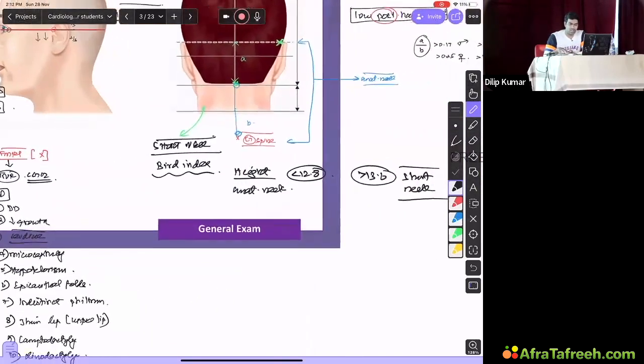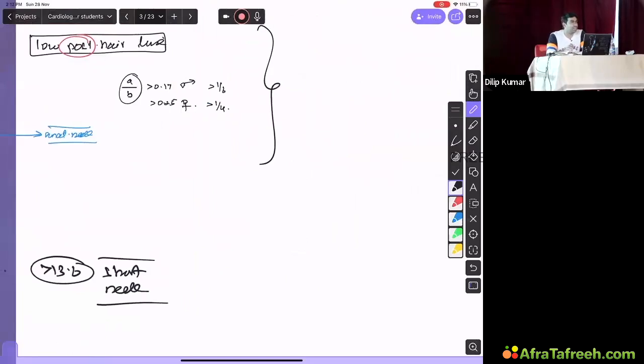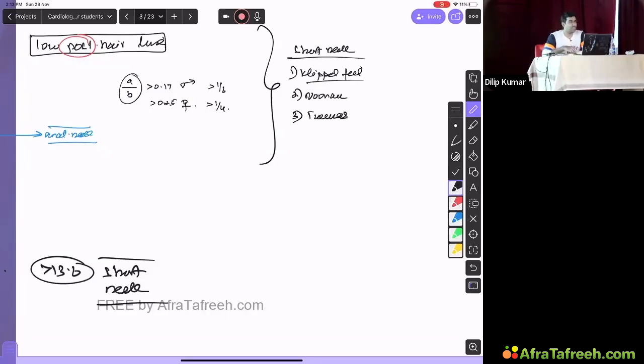Okay, then we talked about low hairline and short neck, because whenever there is a short neck, there will be low posterior hairline. So both can be viewed as a single entity. Whenever you have a short neck, you are going to have what? Low posterior hairline. So what are the conditions that produce short neck and low posterior hairline? Of course, first one I told you very carefully. What is that? So many times I told you. Klippel-Feil anomaly. Second condition that can produce short neck and low posterior hairline is Noonan syndrome. And the third one is Turner syndrome. So these are three important syndromes that tend to produce short neck and low posterior hairline.